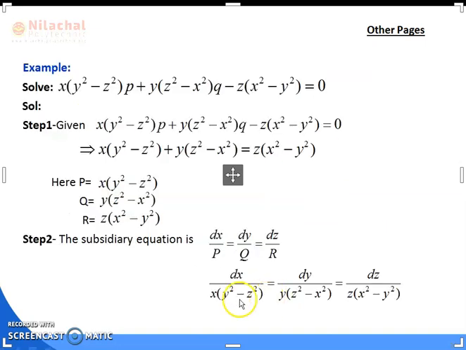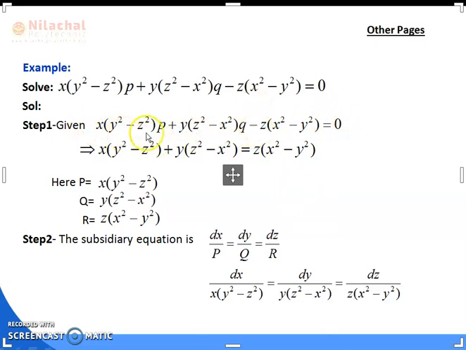Okay. Similarly, here is another example in front of you. This is a long question. Sometimes this type of question will come in your final year exam. Solve x into y square minus z square into p plus y into z square minus x square into q minus z into x square minus y square equal to 0. So start, write down your question again.